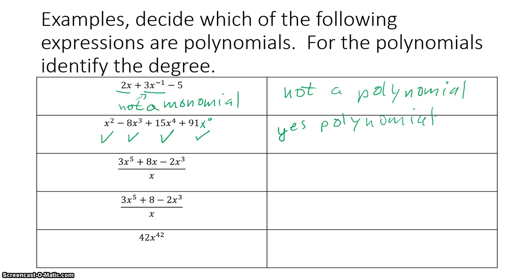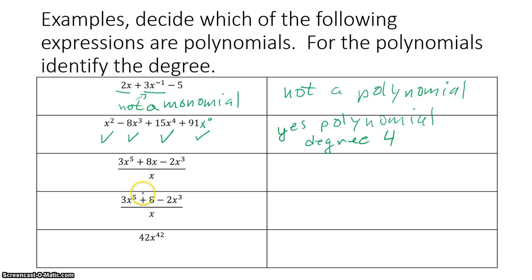Now, since this is a polynomial, we need to identify the degree. The degree is the highest degree of the monomials. So this monomial has degree 2, this one has 3, 4, and 0. So of those, we'll pick the highest, and this polynomial has degree 4.